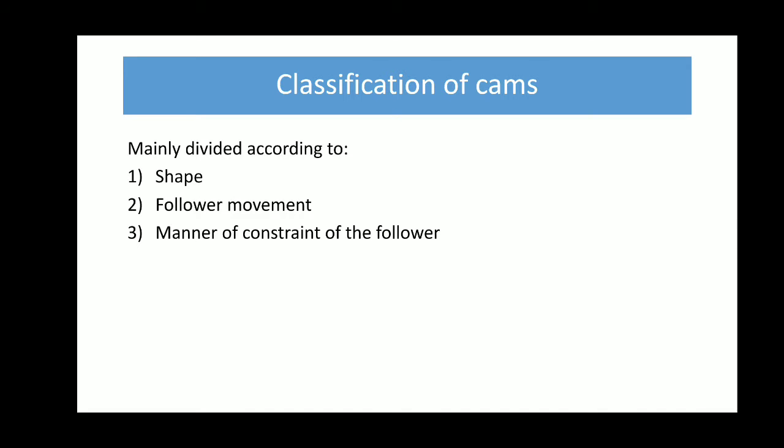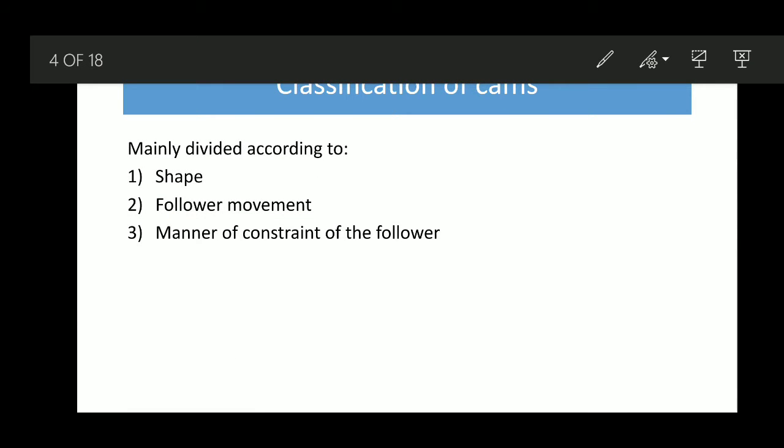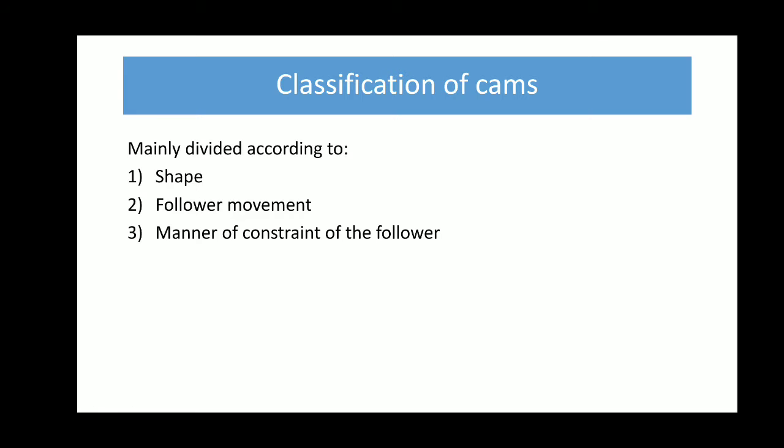Mass scale production of cams is generally done by punching press, die casting, or different milling methods. Today we will be discussing the classification of cams. Cams can be divided according to their shape. We can also divide them based on how the follower is moving, and on the basis of the manner of constraint of the follower.